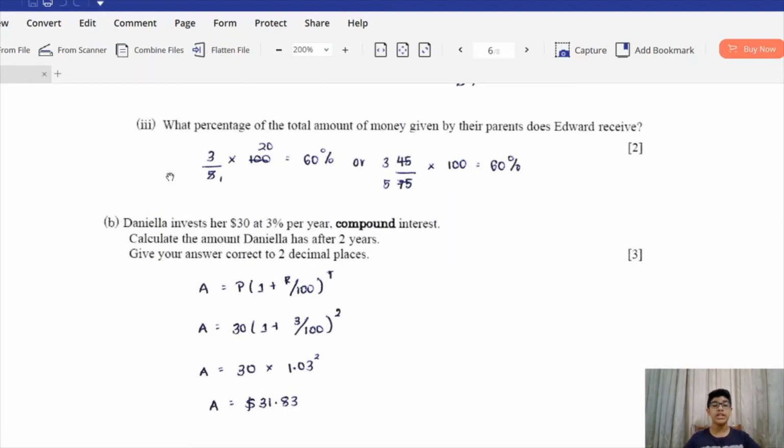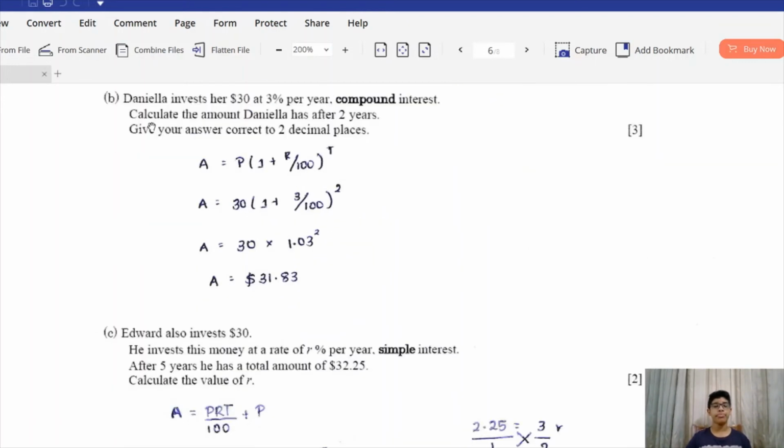Roman 3. What percentage of the total amount of money given by their parents does Edward receive? So we want to find this as a percentage. We're just going to take Edward's share, which according to the ratio is 3 over 5, and multiply it by 100. We should get 60%, or we can use the classic approach and take the money. Edward received 45 over the total amount of money, 75. So 45 over 75 times 100, simplified again to 3 over 5, and that is 60%. So that's the percentage of the total amount Edward receives from his parents.